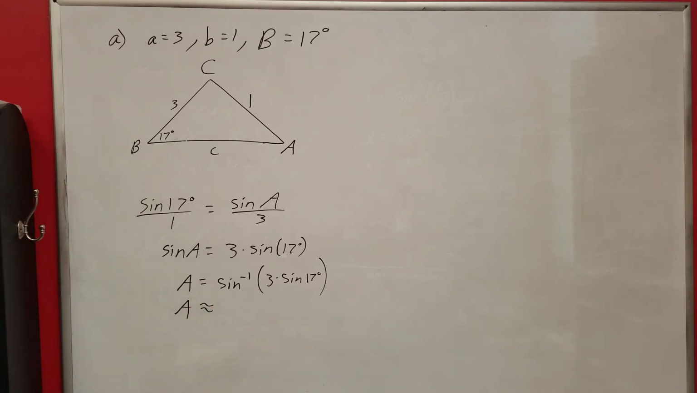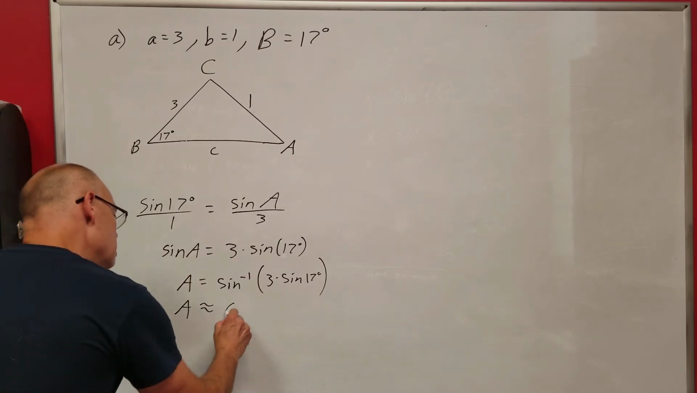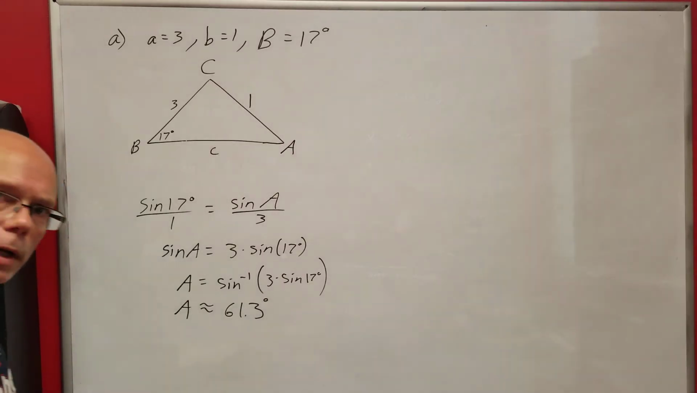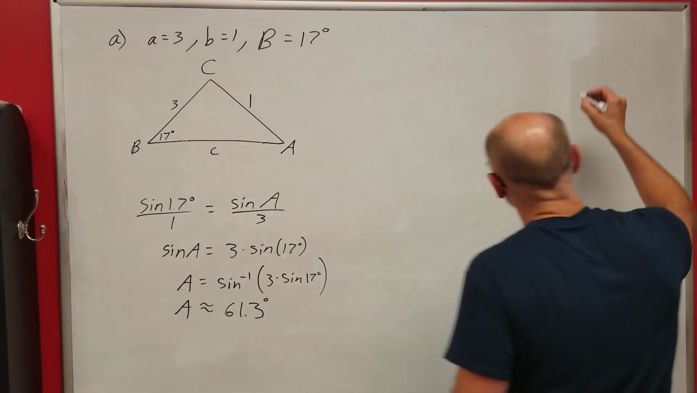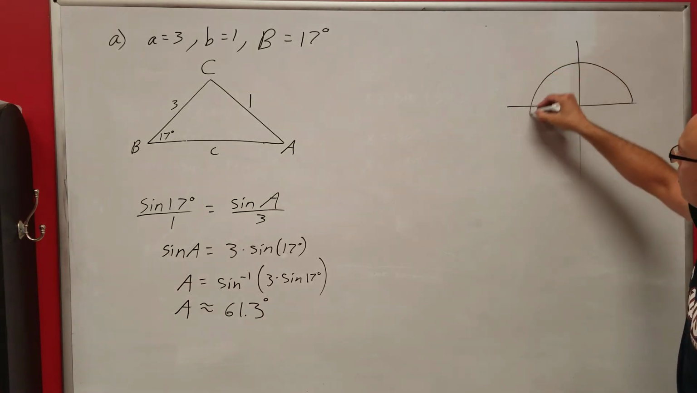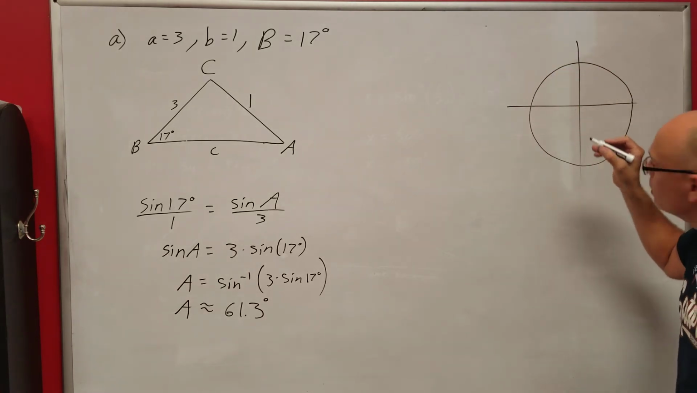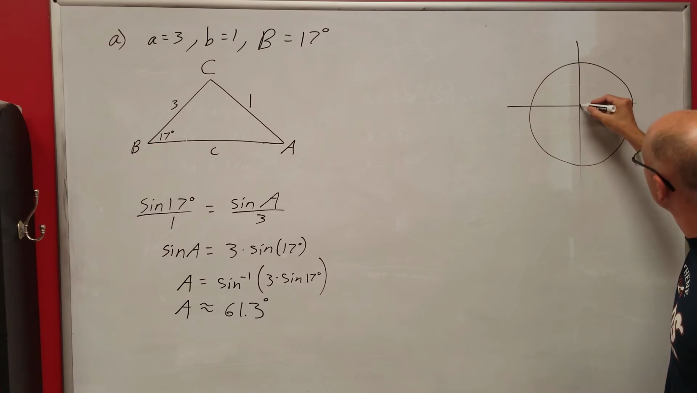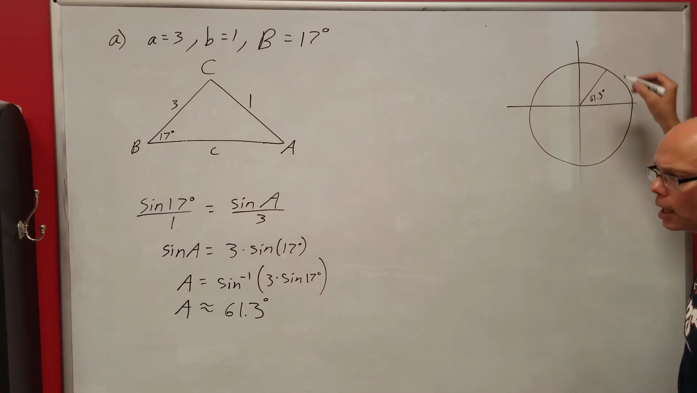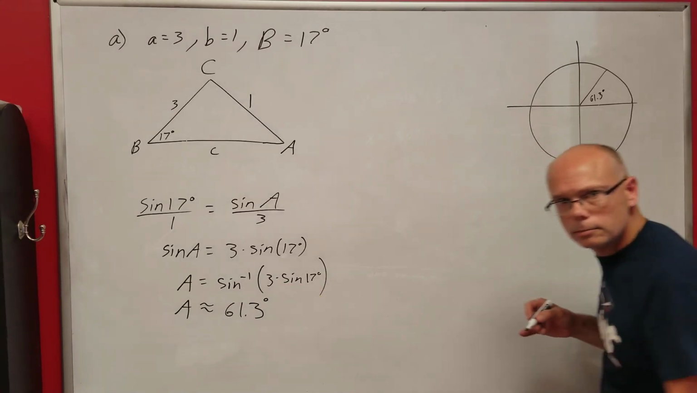So let me see, if I calculate this, put it in my calculator, I get 61.3 degrees. All right, so what is that then? Think about your unit circle, what we just found here. What did we just find? We just found the angle in quadrant 1 to be 61.3 degrees, whose sine was this stuff, okay?